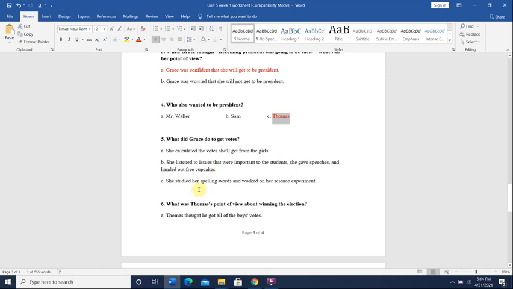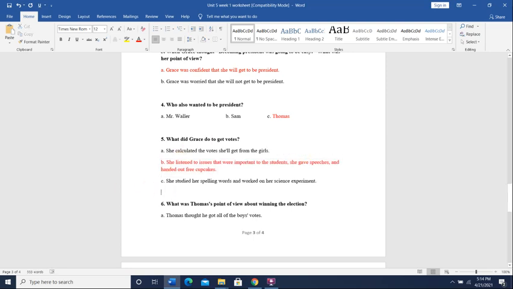Number 3, she studied all her spelling words and worked hard on her science experiment. What did she do to get votes? What did she do to get people to vote for her, to choose her? The answer would be B. She worked actually very hard. If you guys went back to the story and read, she worked very hard, and she participated in many activities to make her school better.